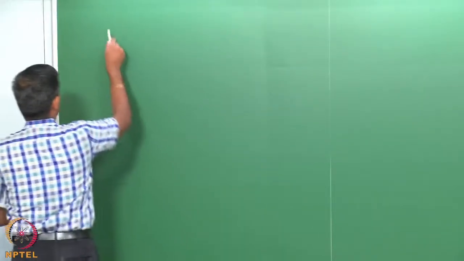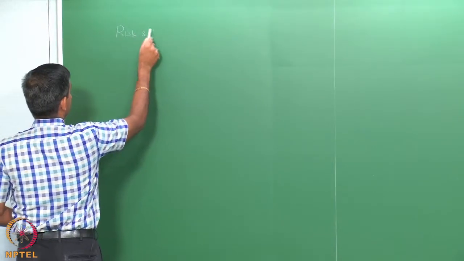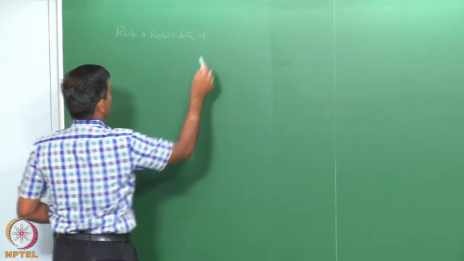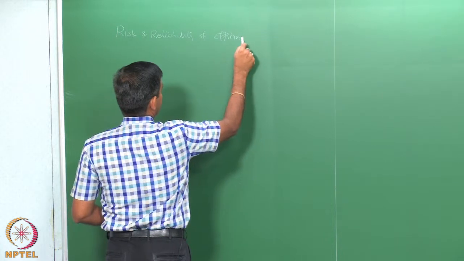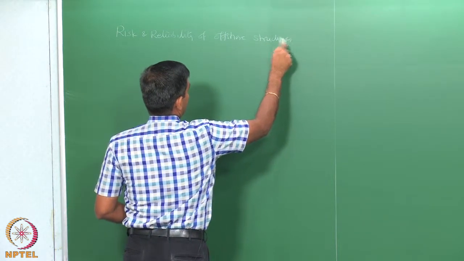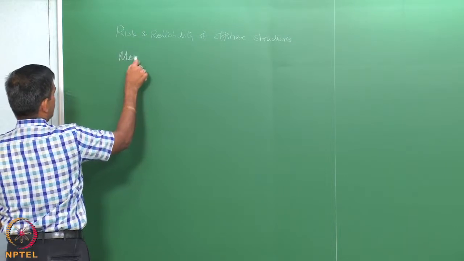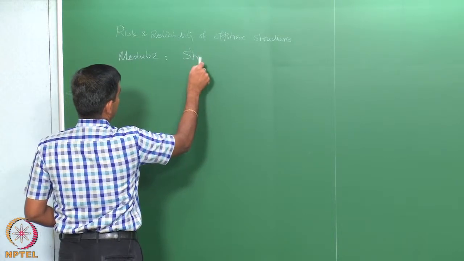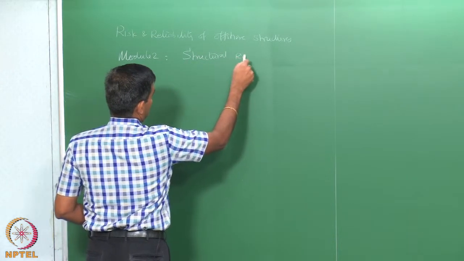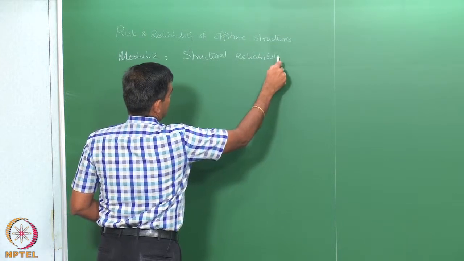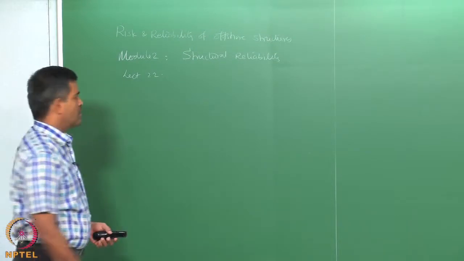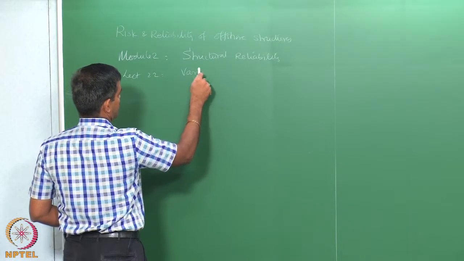Friends, we will discuss the 22nd lecture on the online course on risk and reliability of offshore structures. We are discussing lectures on module 2, where we are focusing on structural reliability. Today will be the 22nd lecture, which will talk about variables in reliability analysis.